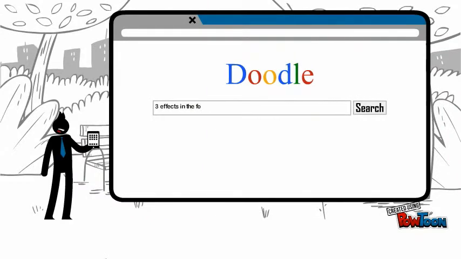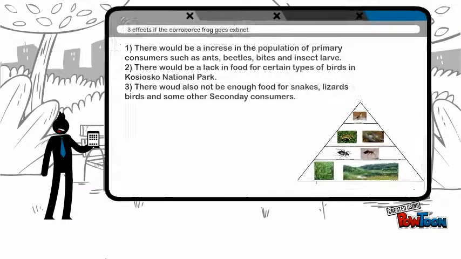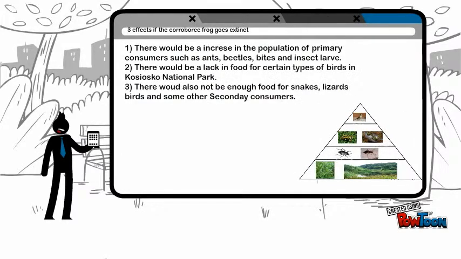Three effects in the food chain if the Corroboree frog goes extinct. 1. There would be an increase in the population of primary consumers such as ants, beetles, mites and insect larvae. 2. There would be a lack of food for certain types of birds in Kosciuszko National Park. 3. There would also not be enough food for snakes, lizards, birds and some other secondary consumers.